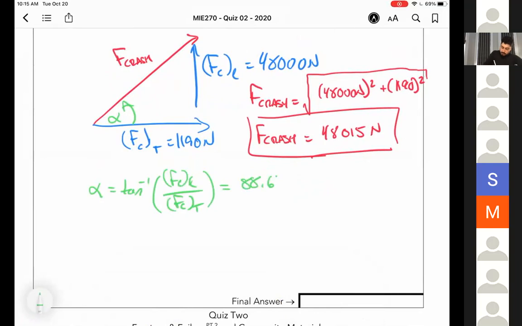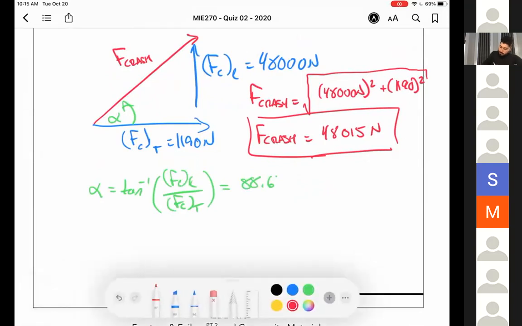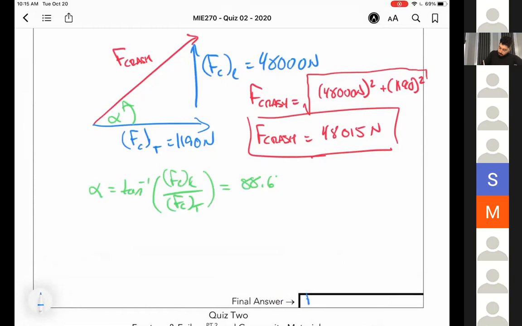So we can say finally that our F crash is equal to 48,015 newtons at an angle of 88.6 degrees. Okay. I went a little fast there because there's nothing really tricky here. Hopefully we're all able to do that. I'll give you a couple minutes.